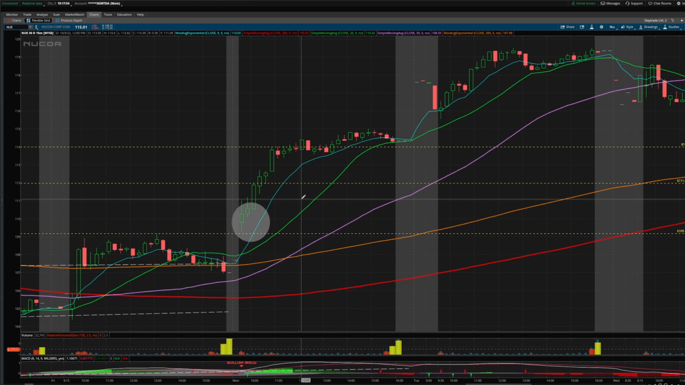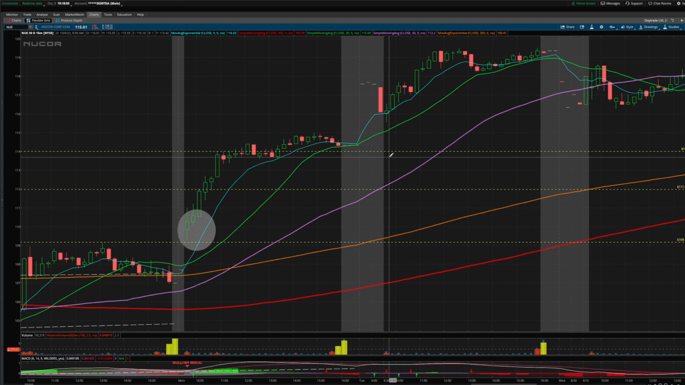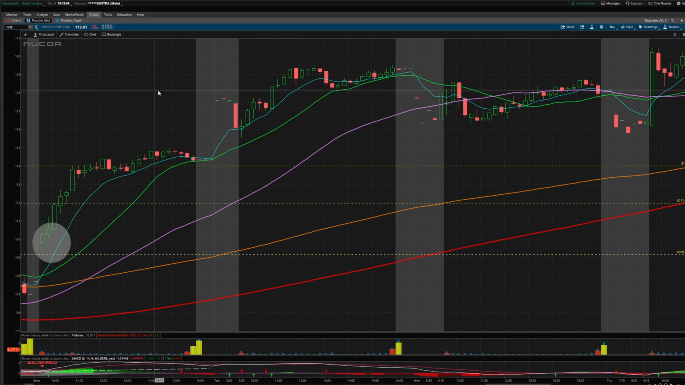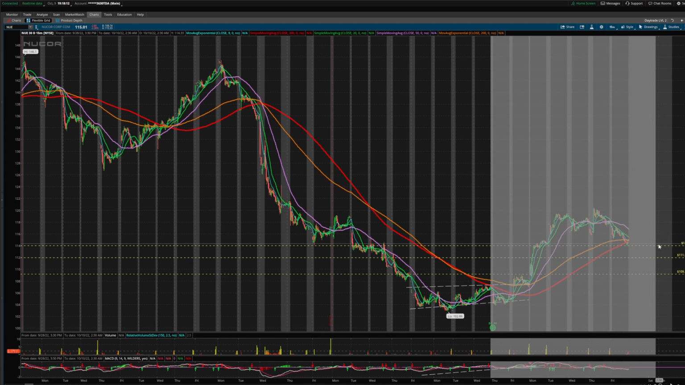So overall, in total, we ended up profiting over 180% on 2 contracts on NUE. So that was pretty good. Definitely could have held it longer, but it is what it is, right? You're not going to catch them all.